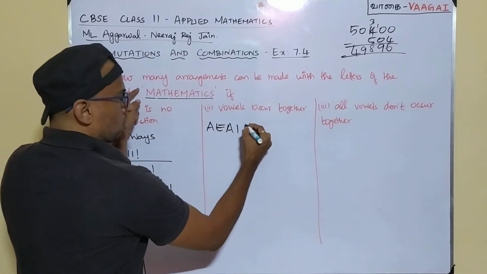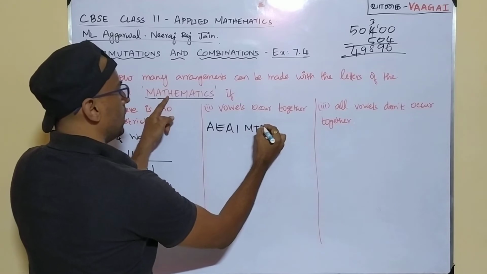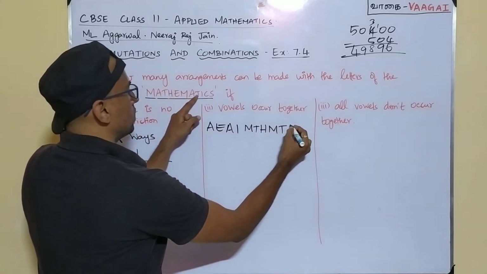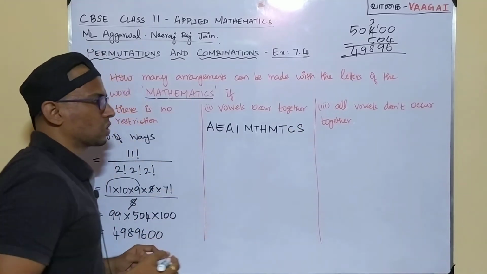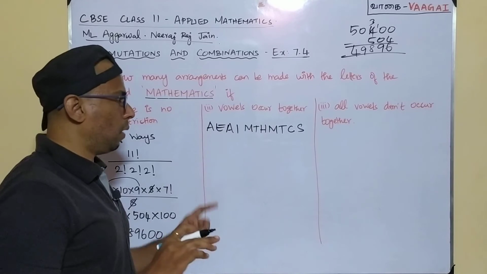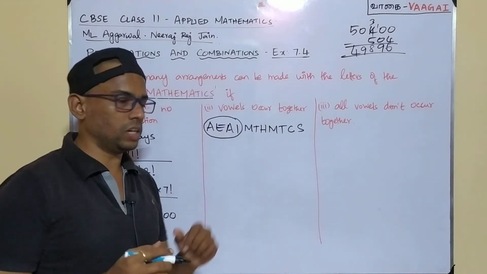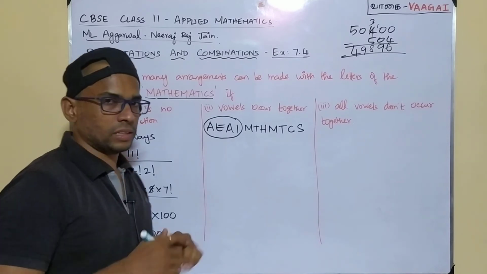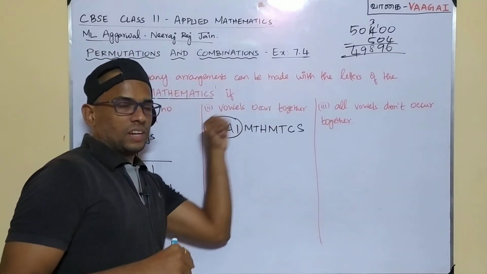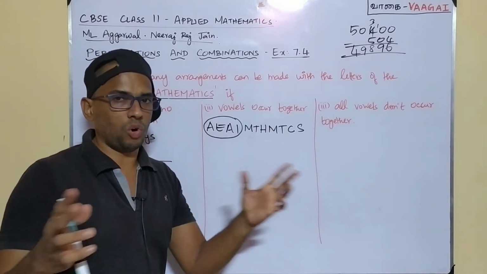We'll write the other letters. Other remaining letters are M, then T, then H, then again M, then again T, then C. So these are all the other letters which are left. Now among these, the vowel letters should be together. That is going to be the question's condition. So we will make them as one single bunch. Wherever we carry it, it will come as a bunch itself. So this becomes one single object for us now.